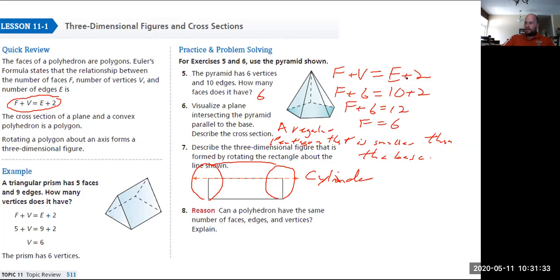And again, this is a good example of that first problem we did, because we had 6 and 6 for the faces and vertices, but the edges ended up being only 10. All right, so no. And again, if you wanted to use a reason, you could use Euler's law.